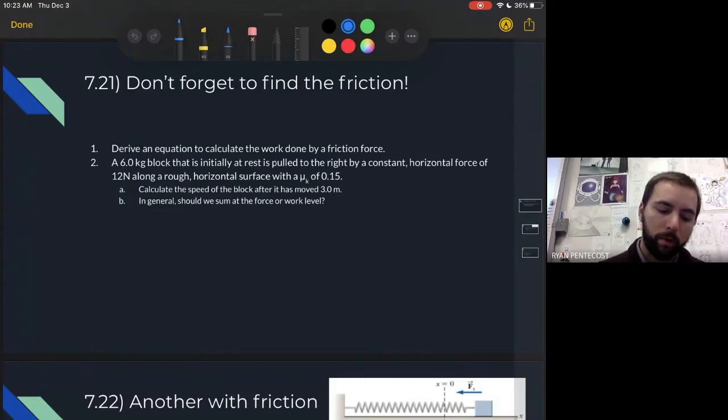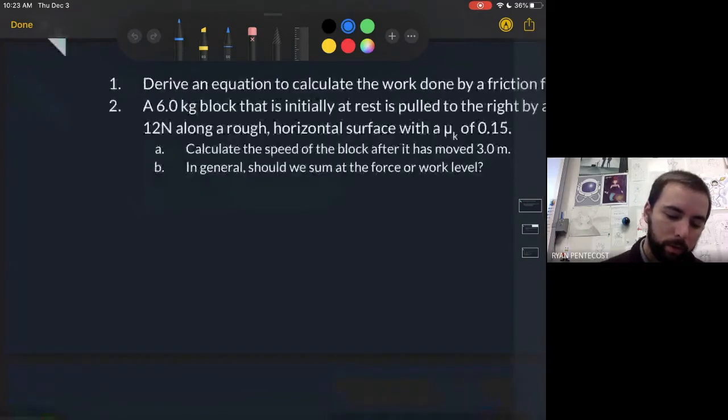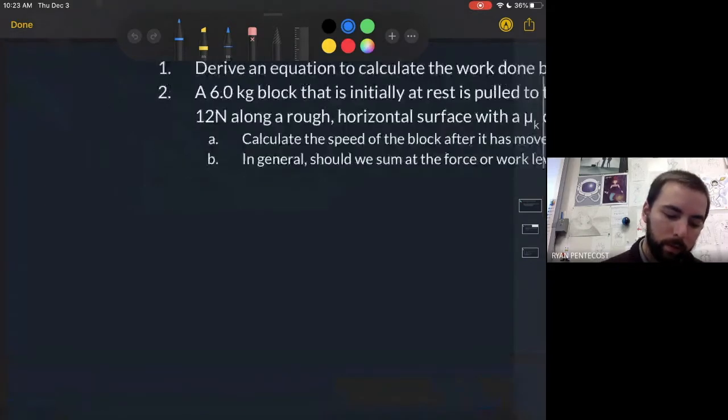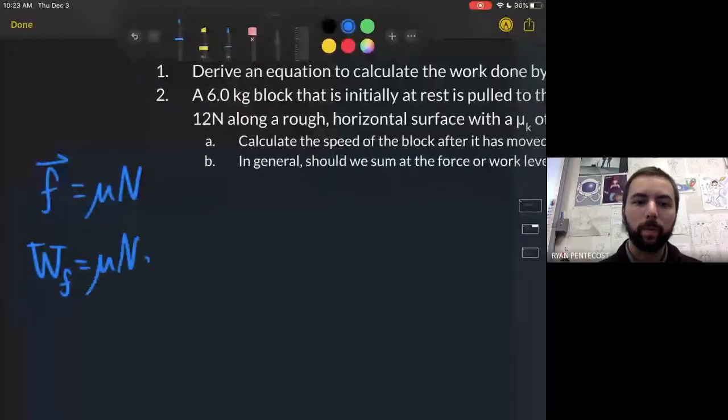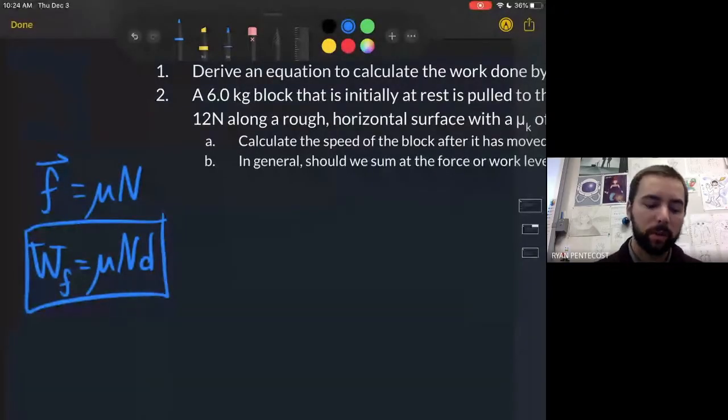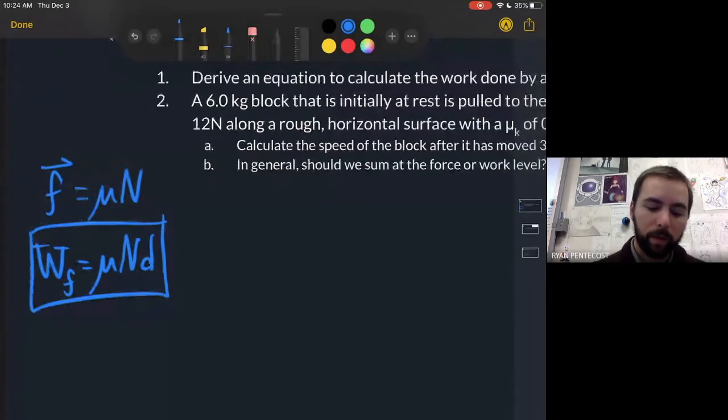So if we look at the friction force, that is mu times N. The work done by friction: you take the mu N and then you multiply it by the distance that an object travels while rubbing against that friction surface. Now remember, this is distance. Friction will actually take into account distance, not displacement, but that's a different conversation we'll have another time. So that's the equation we'll use.